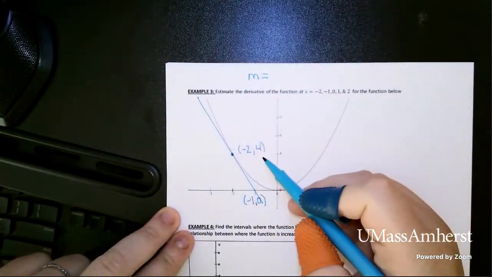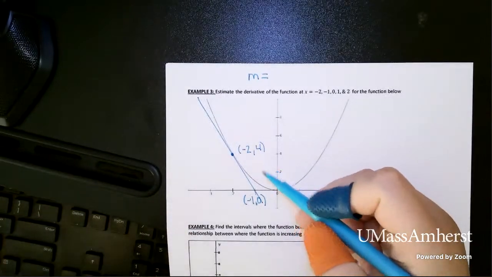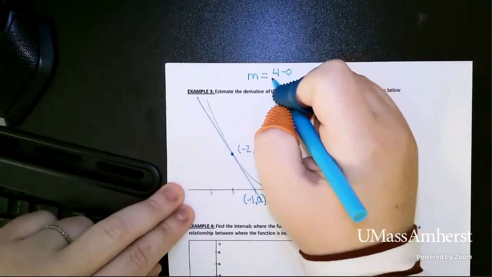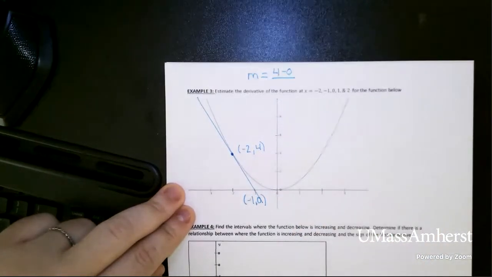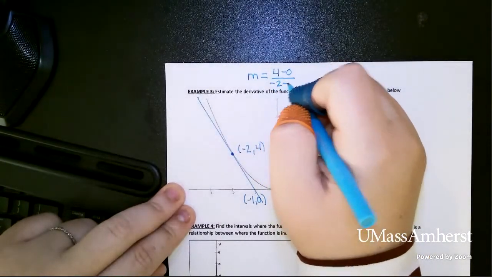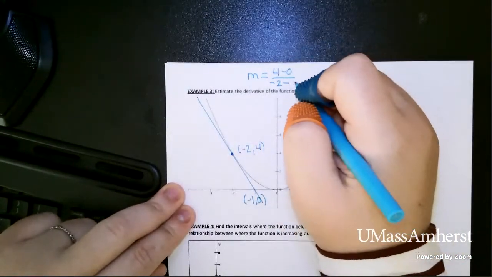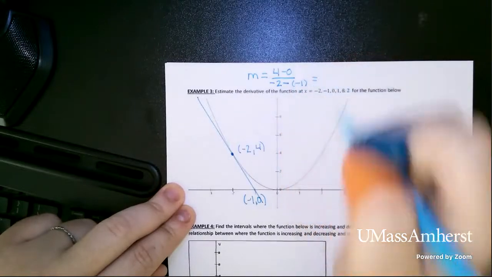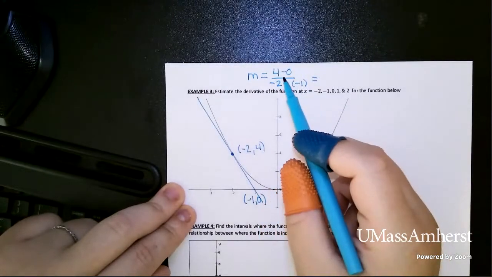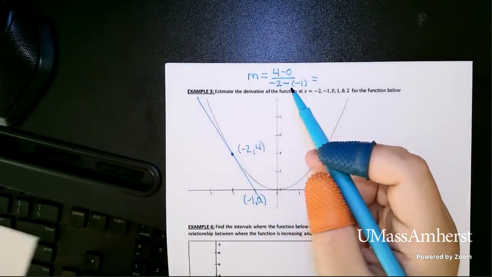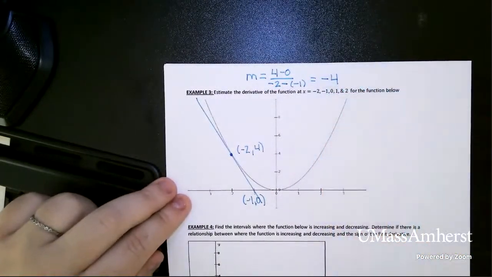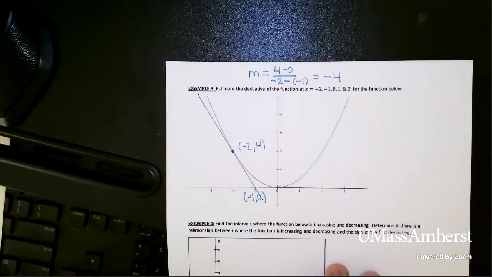Okay, so the change in y, I'm going to do 4 minus 0 over the change in x. If I started with 4, I need to start with -2 down here. So -2 minus -1. Be careful with your negatives and minuses. So I end up with 4 divided by -1, which is going to give me a slope of -4.